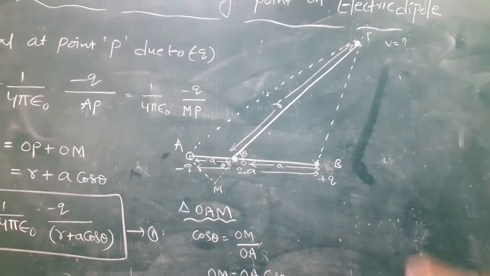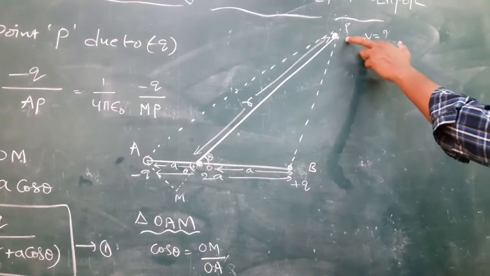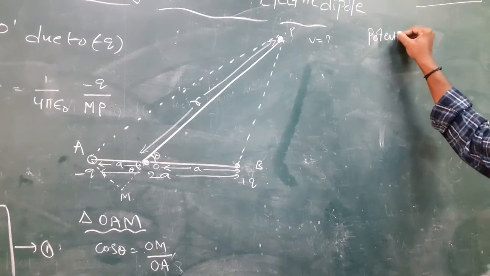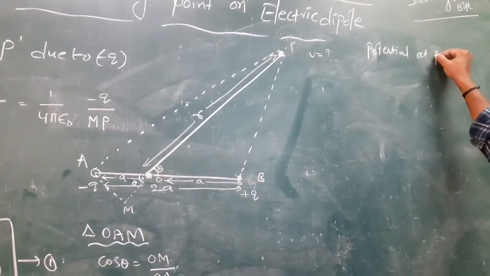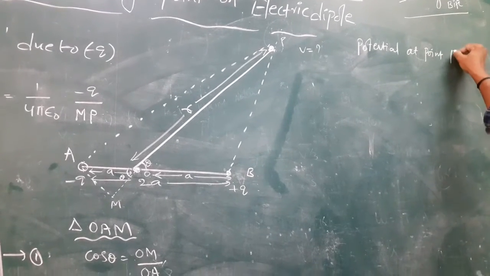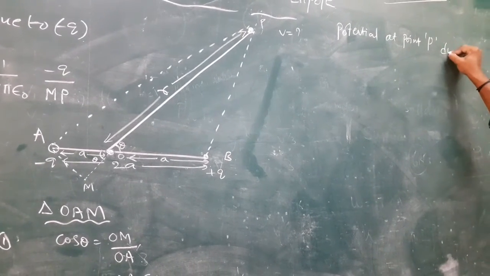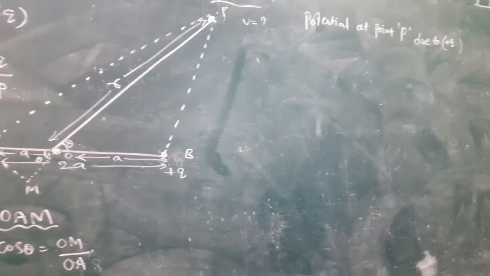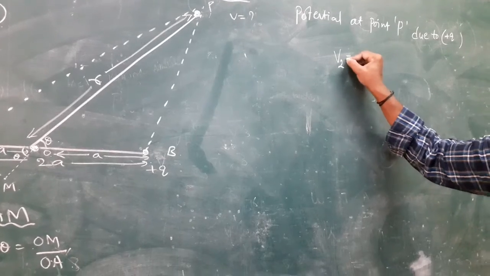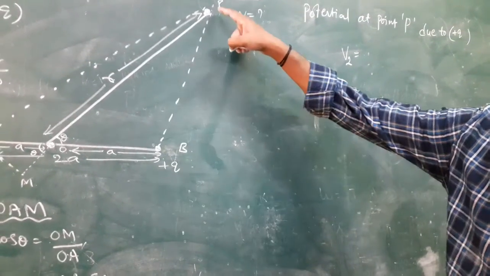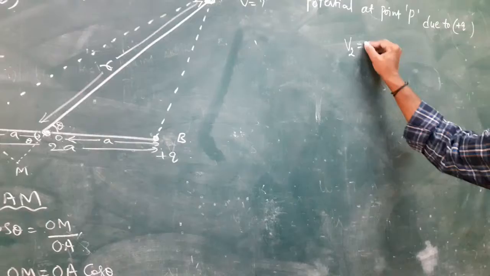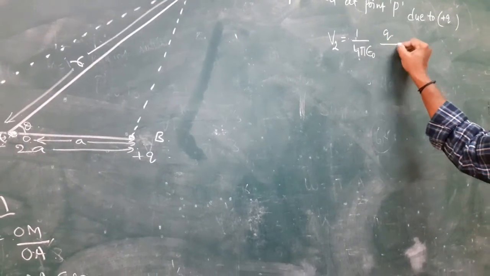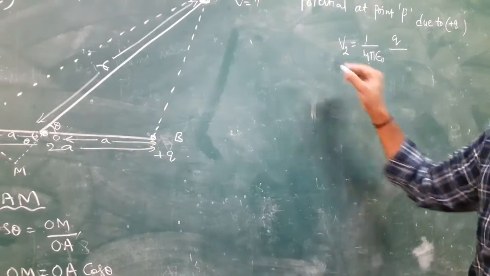A point. What is the work done to bring the charge from here to this point? So the potential at point P due to which charge? Plus Q charge. So that is V2. Here, the work done to bring the charge from here to this point, that is V2 is equal to 1 by 4 pi epsilon naught Q divided by the distance, that is BP.